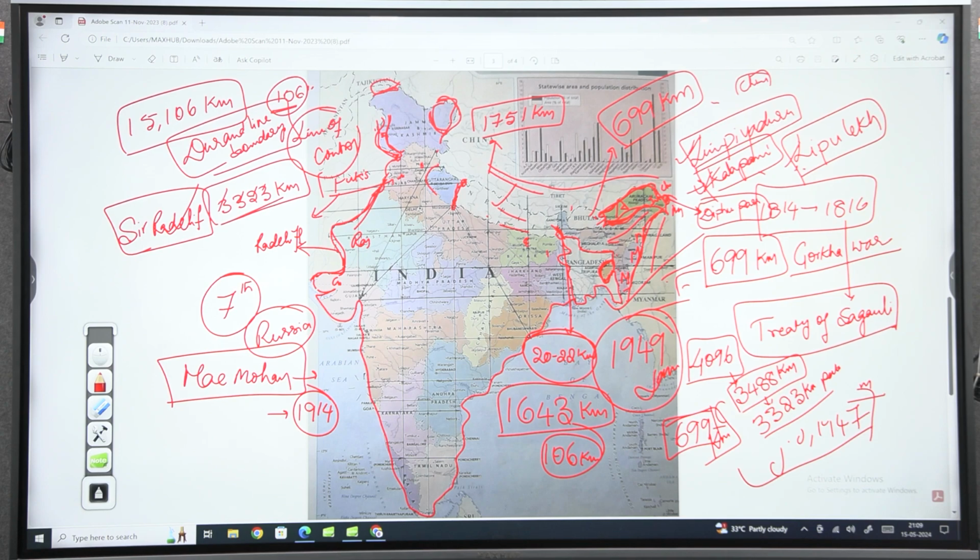So, not the entire Kashmir. The entire Kashmir is not with Pakistan. There is some area, a small area. That location I am going to explain now. Regarding Bhutan and China also, I am going to explain it.